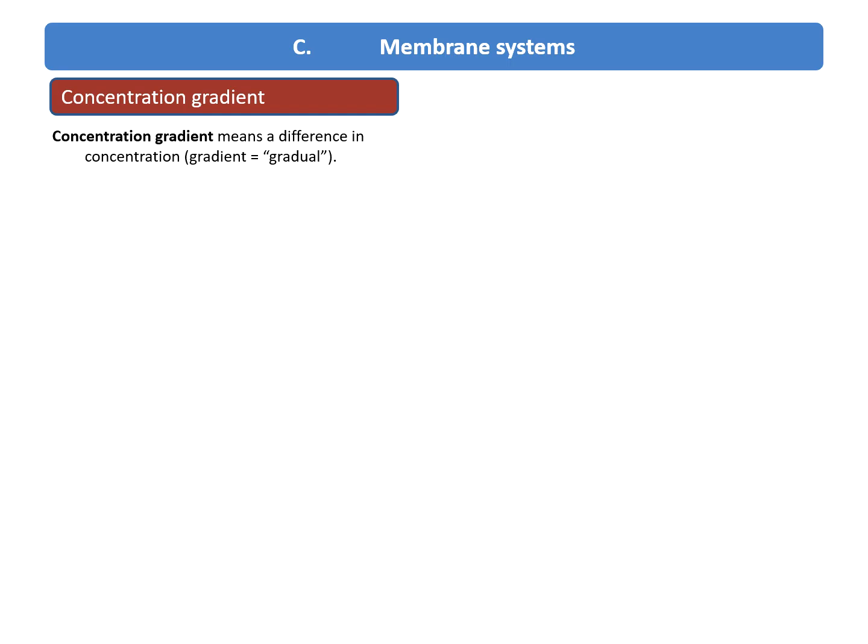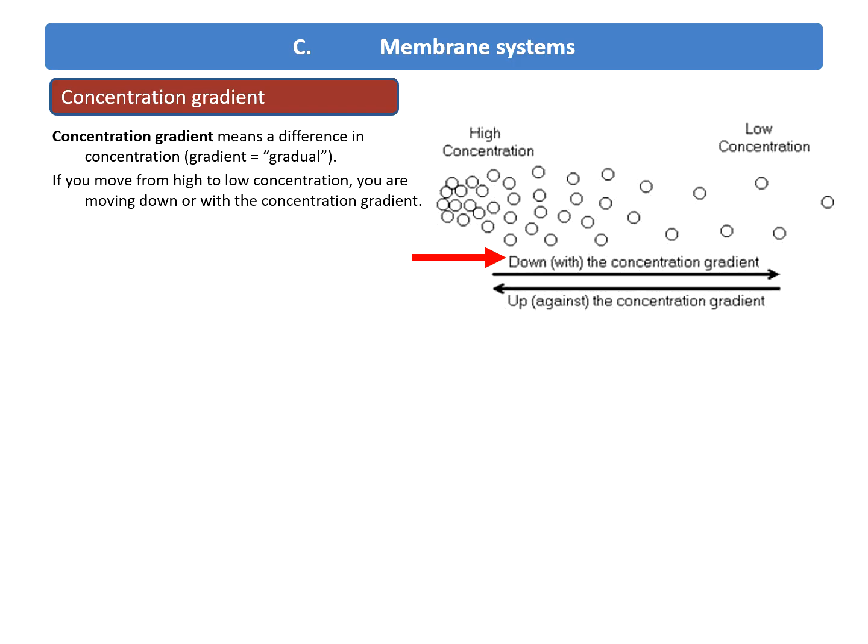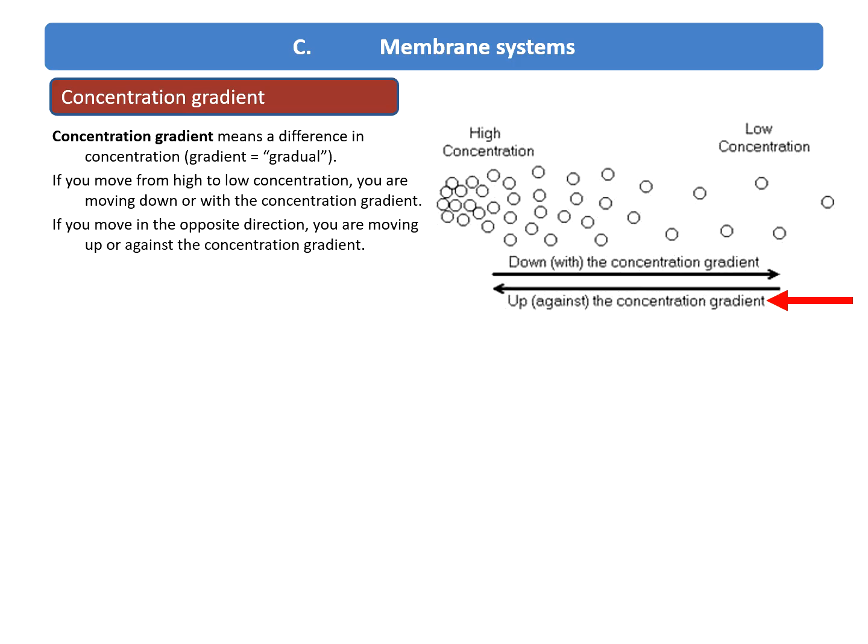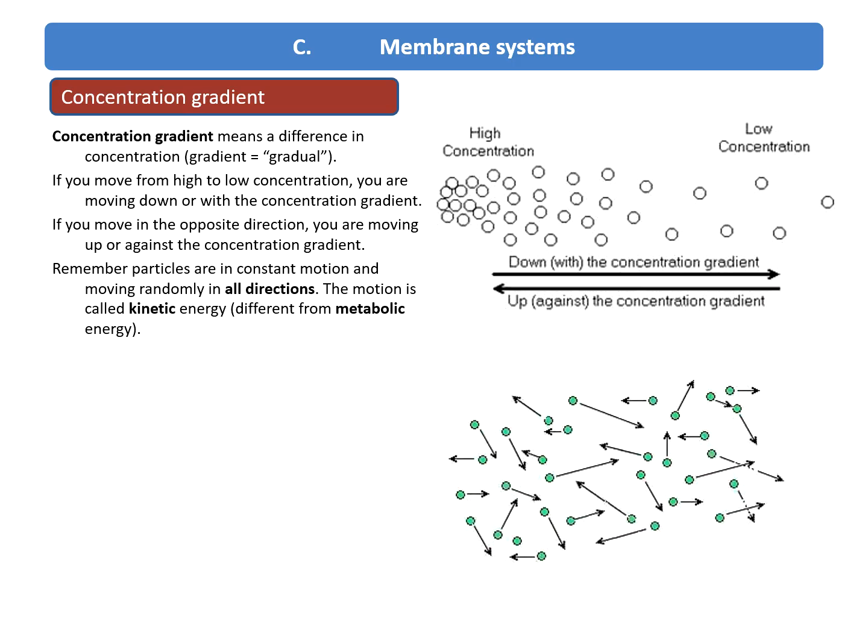Concentration gradient means a difference in concentration. Think of gradient as meaning gradual. If you have a solution with a high concentration at one end and a low concentration at the other end, and you move from high to low concentration, you're moving down or with the concentration gradient. If, on the other hand, you move in the opposite direction, you're moving up or against the concentration gradient.